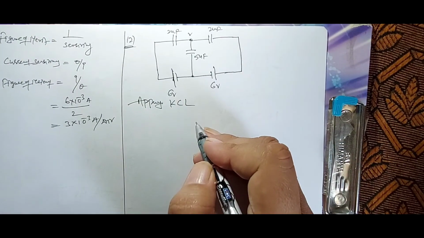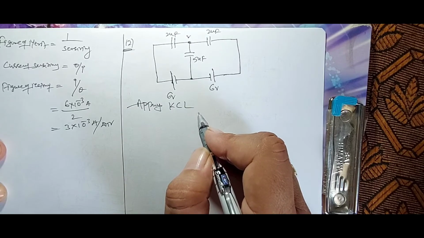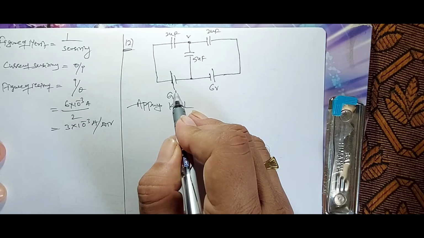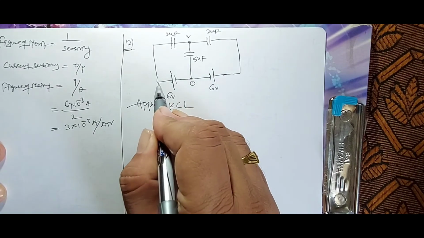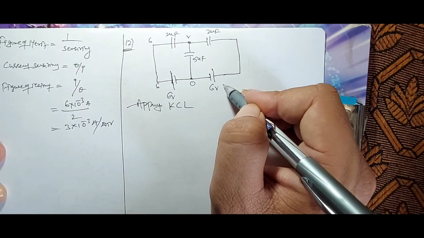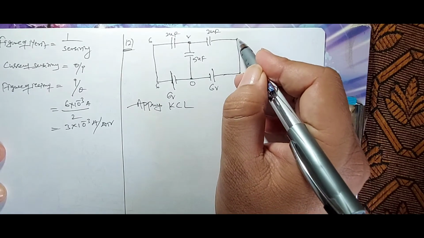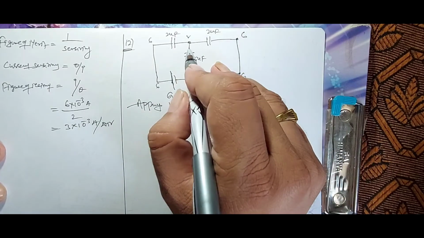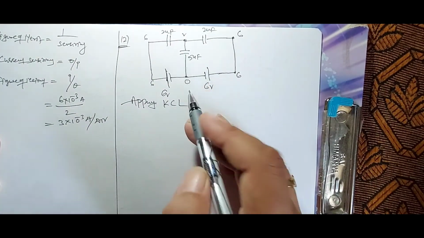Kirchhoff current law: the algebraic sum of the charges at any junction is 0. Now, we solve this problem by using distribution of potentials. This is a 6 volt battery, that means this end is 0 volt and this end is 6, and this is also 6. There is no potential drop. Now, here we take this junction; the algebraic sum of all charges at any junction is 0.